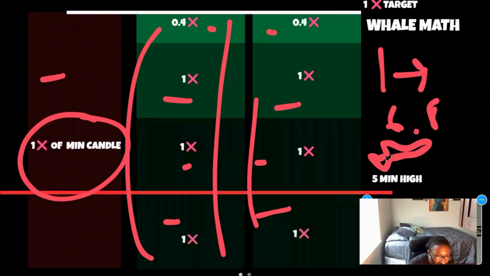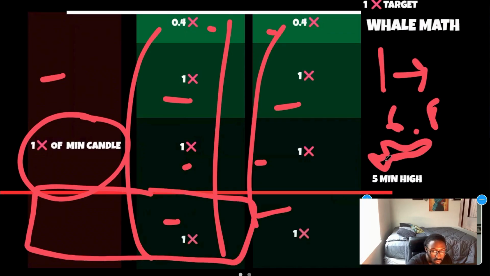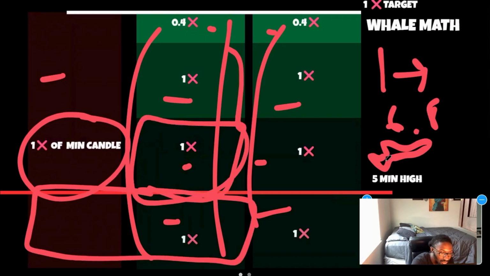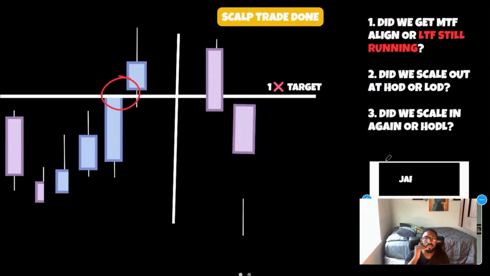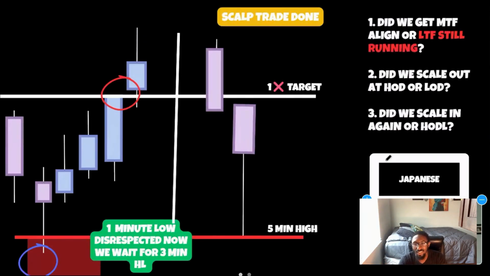Because if we know this left side, that's 1, right? That's going all the way up. And then this one is the next one. So this first box down here is the risk. That's 1x, 100% of risk. But these up here are not 100% of risk. It's 40% of risk. So that means it's 0.4 profit. And we have so many more templates on that.